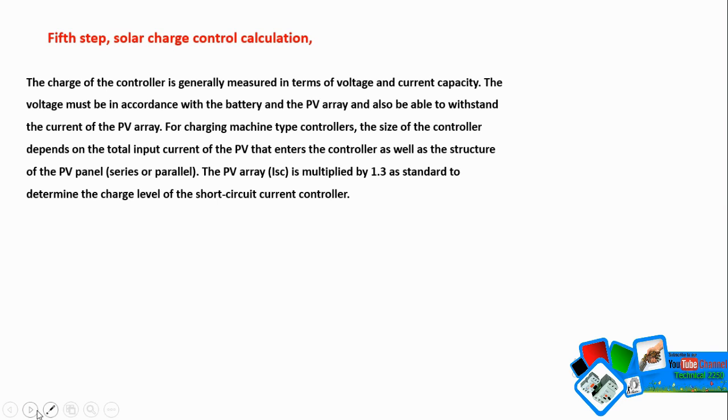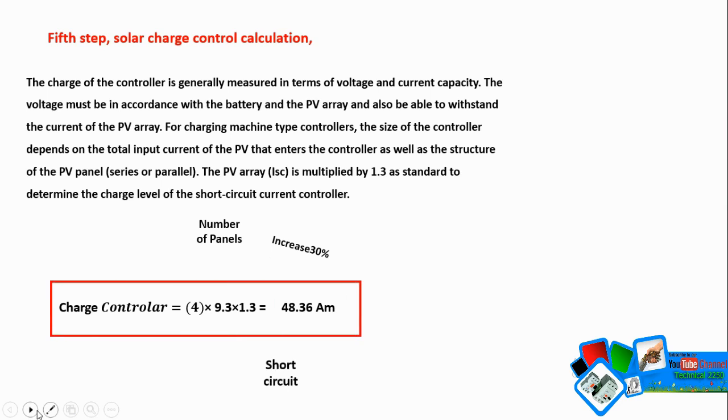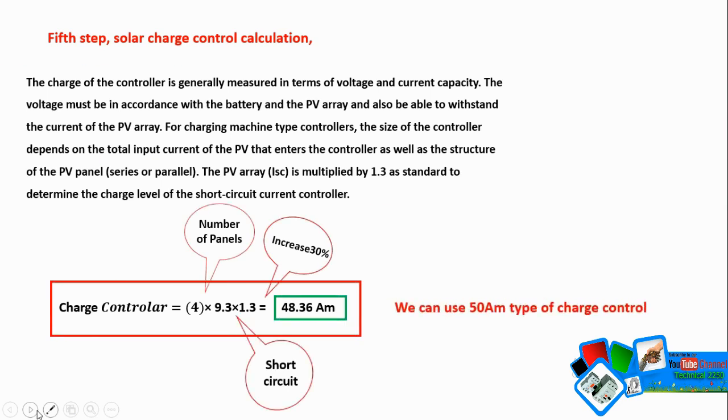The PV array ISC is multiplied by 1.3 as standard to determine the short circuit current level of the charge controller. Charge controller equals 4 times 9.3 times 1.3 equals 48.36 amperes. We can use a 50 amp charge controller.